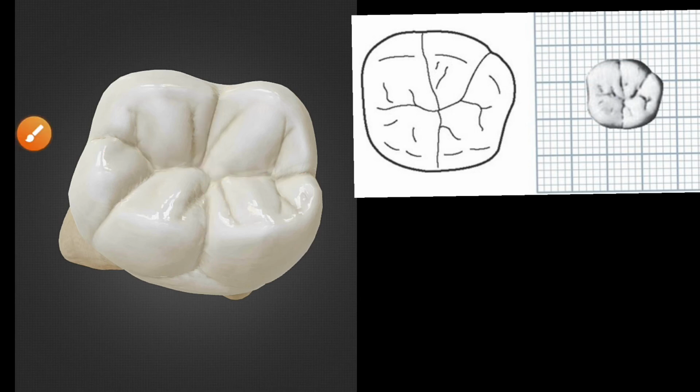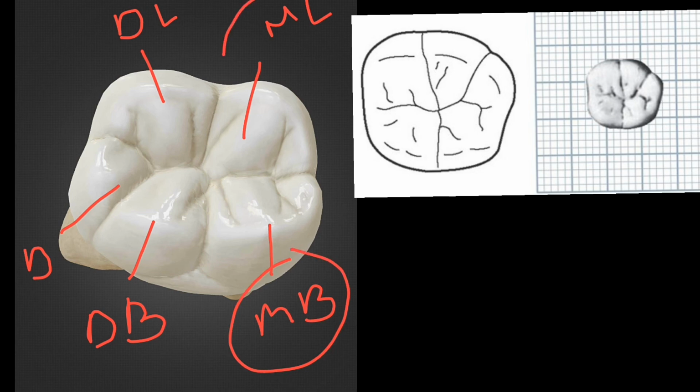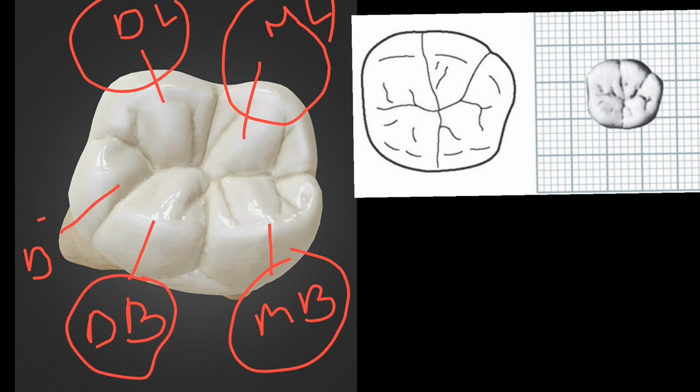Also there are five cusps. These five cusps are the mesiobuccal, the distobuccal, the distal cusp, the mesiolingual, and the distolingual. The mesiobuccal cusp is the largest cusp, and the mesiolingual cusp is the second largest, while the distolingual is the third largest, and the distobuccal is the fourth largest, and this is the smallest cusp.